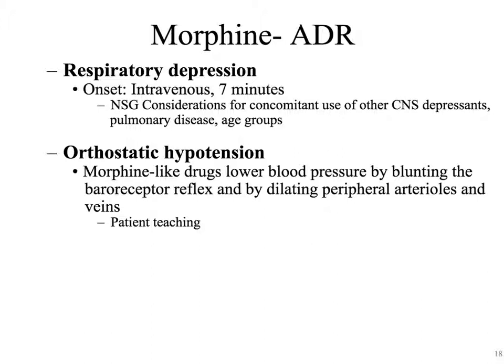So respiratory depression. If your patient's got respirations less than what? 12. It's an emergent situation. What drug could you give if they were having morphine-induced respiratory depression? Naloxone, right? Your opioid antagonist. You do need an order for that.